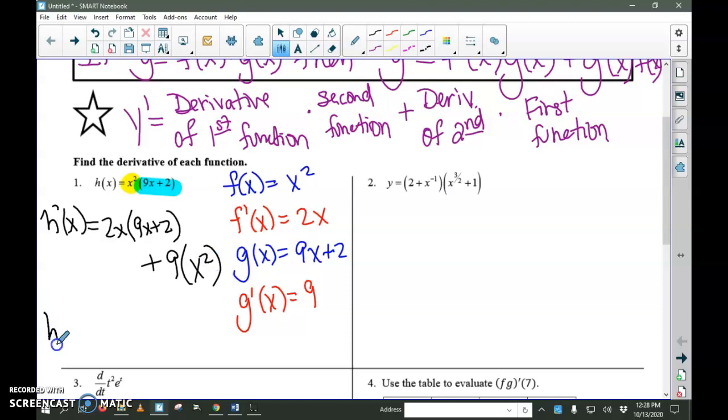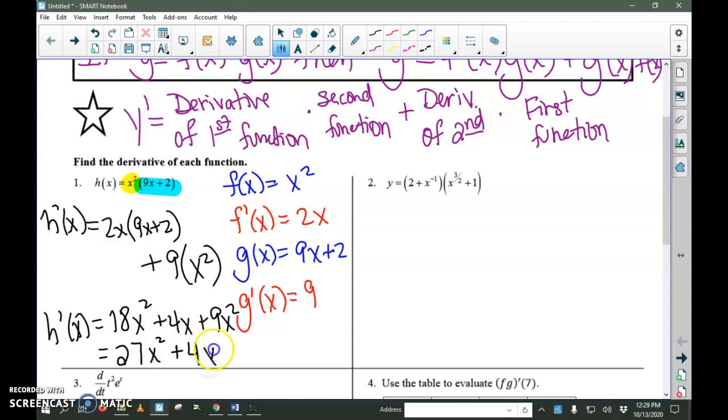And I'm going to clean this up a little bit. H prime of x is equal to, let's see, 18x squared plus 4x plus 9x squared. And I can clean this up just a little bit more. 18 and 9 is going to give me 27x squared and then plus 4x. Okay, so this would be my final answer.